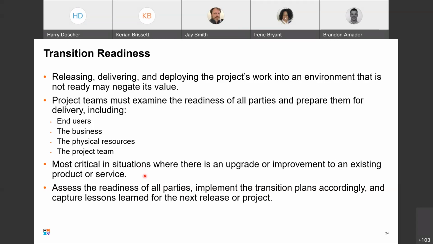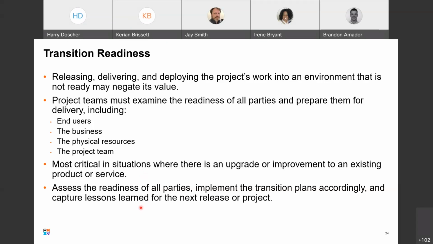This is most critical in situations where there's an upgrade or improvement to an existing product or service. This is mostly targeting software. And AT&T does have a good example of what this is talking about. We have triannual releases, where there's an entire team that works on making sure that all the logistics are in place to allow a deployment to customer sites.